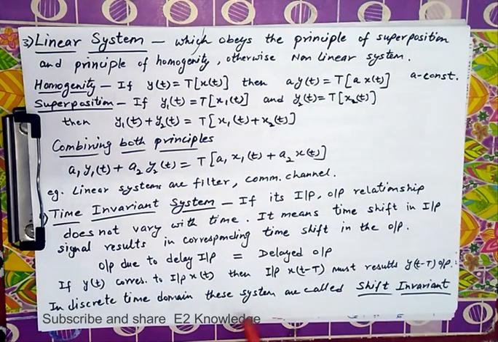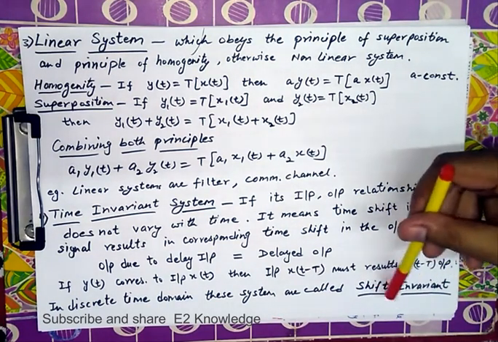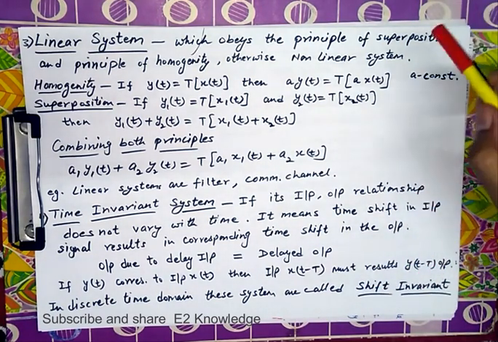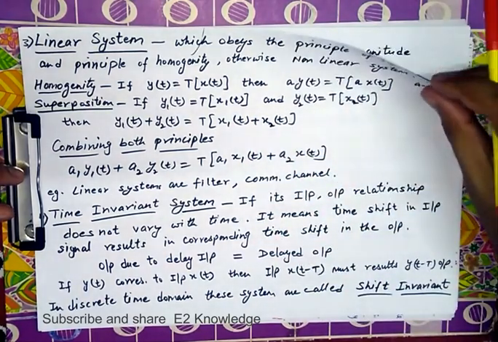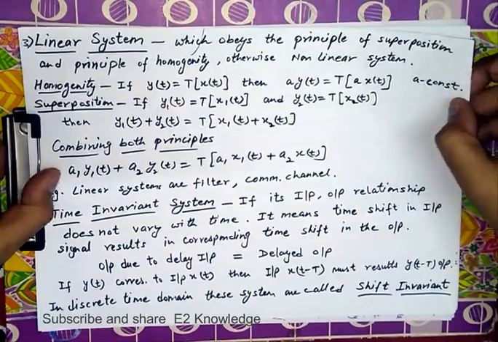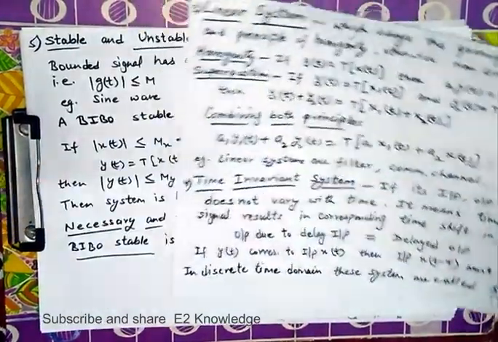In the discrete time domain, these systems are called shift invariant, because here we use the term t for continuous time. In the discrete time domain, we use the term n. So n minus 1, n minus 2, n minus 3 and so on. These are shifts. That is what shift invariant means. These two are very important types. So we will study more in terms of examples later on.